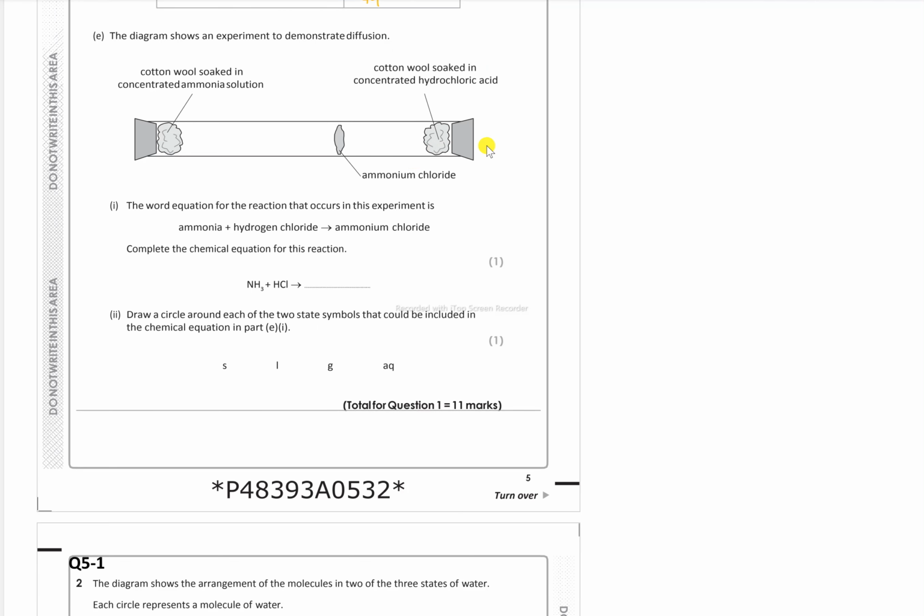The diagram shows an experiment to demonstrate diffusion. So you've got cotton wool soaked in ammonia. I'm going to highlight this. NH3 is ammonia.